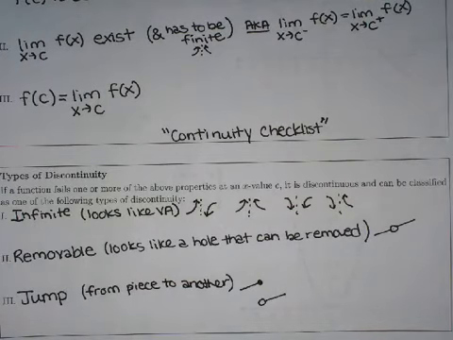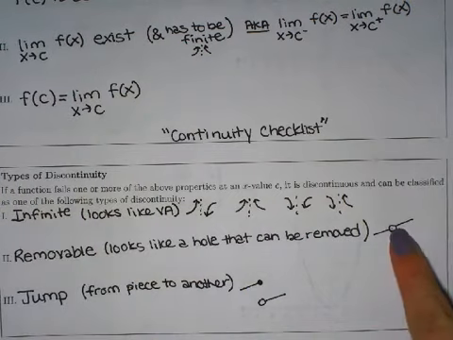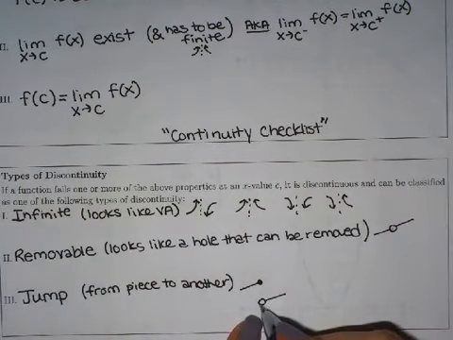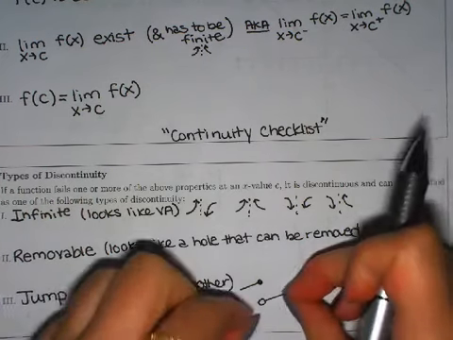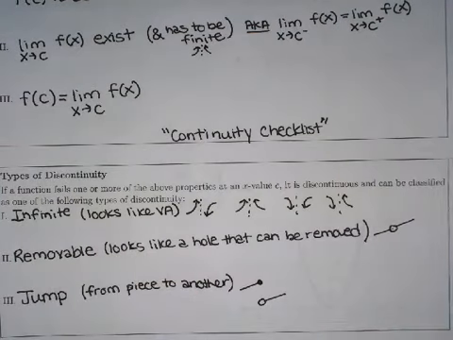So for some reason it gets confused with removable, I guess because infinite is just so obviously its own thing because the limits are infinity. Removable is you fill in the circle and you've gotten rid of the discontinuity. Even if I fill in this circle, it's still going to be discontinuous. I would have to jump this whole piece up or jump this entire piece down in order to get rid of the discontinuity, and that's why it's called jump.